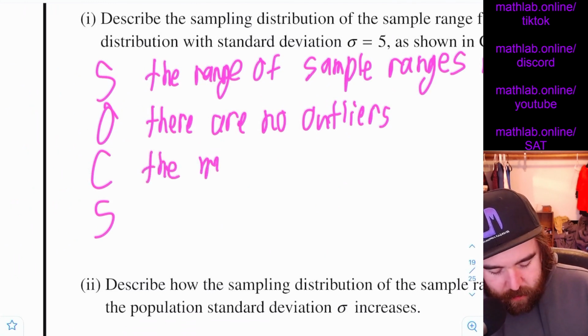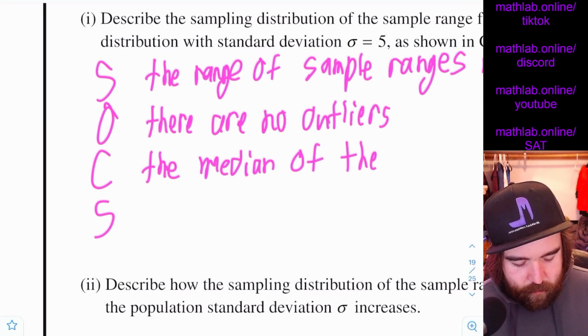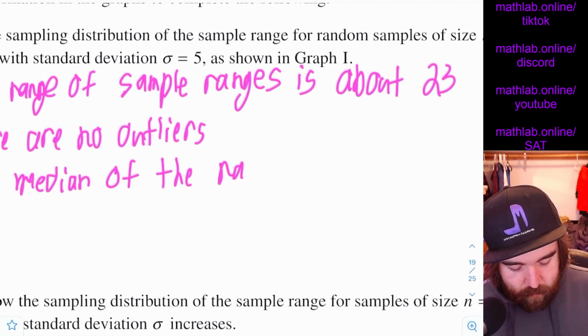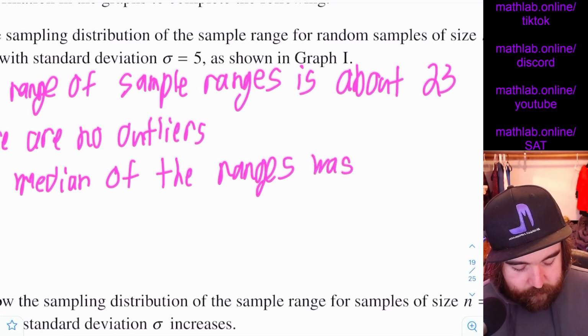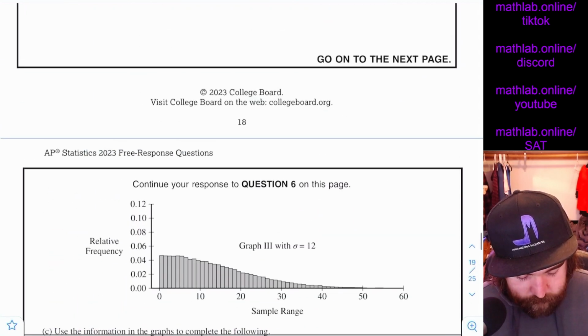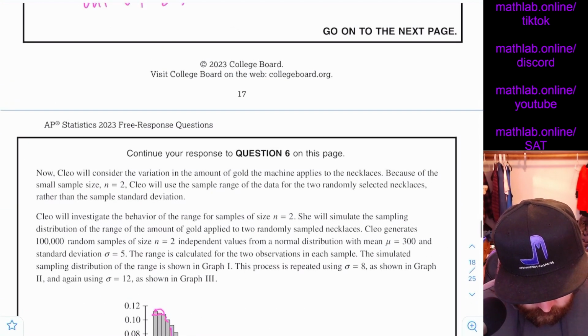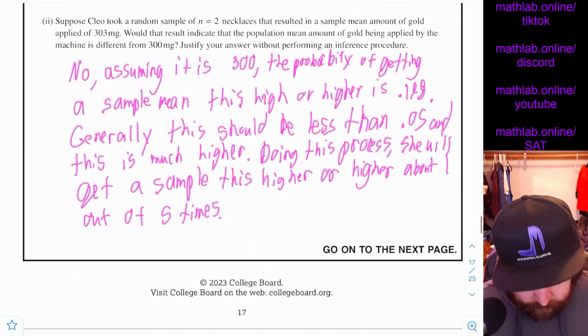The median of the ranges was 5 milligrams. Yes.